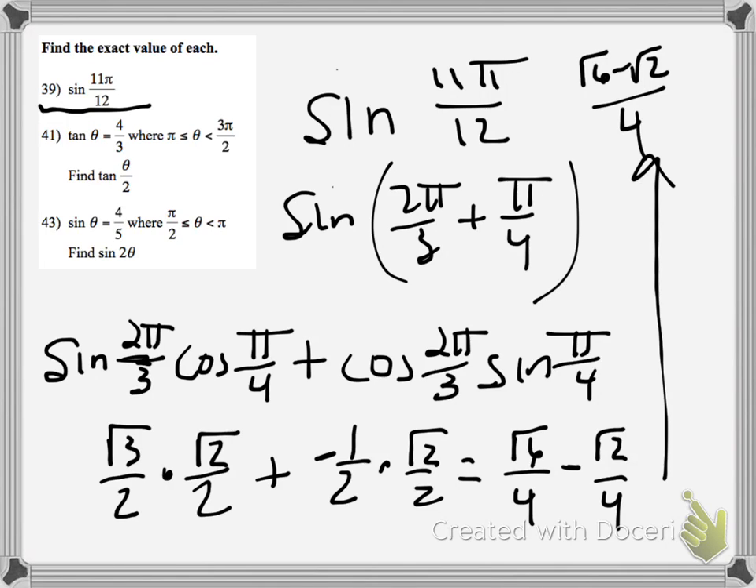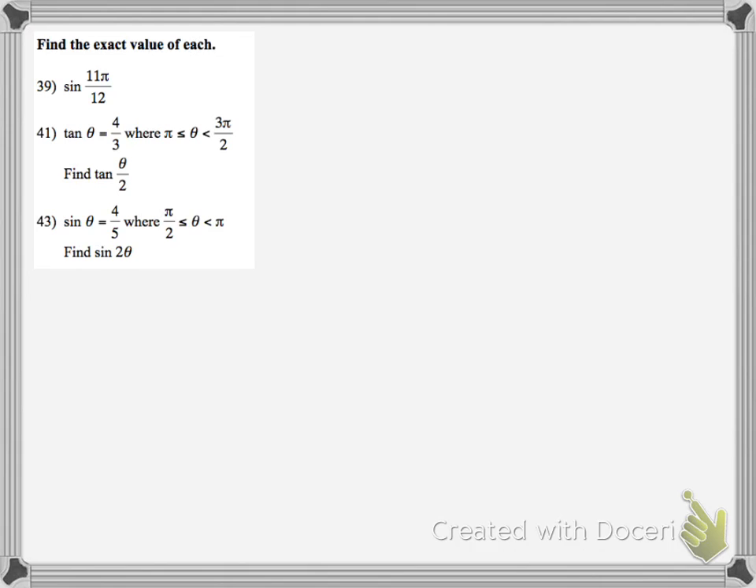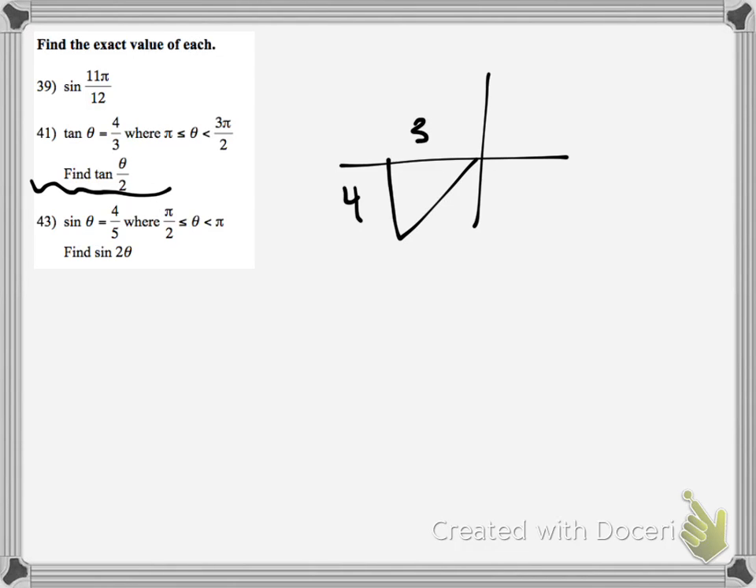Let's go to a new slide for 41. All right, so 41, we are given some information, and we want to find the tangent of theta over 2. So the tangent of theta is 4/3, where pi is less than or equal to theta less than or equal to 3 pi over 2. Remember, that's just a nice way of telling us what quadrant we're in. And our tangent is 4 over 3, opposite over adjacent, and of course those are both negatives. And Pythagorean theorem would give you your hypotenuse or your radius.